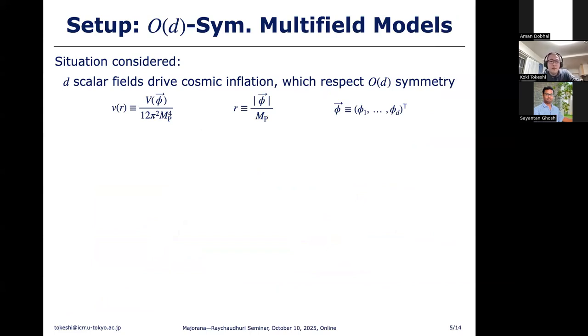So now let me move on to our setup. The situation that I want to focus on in this talk is inflation driven by multiple scalar fields. So here D represents the number of scalar fields that contribute to the inflationary universe. And for simplicity, I impose O(D) symmetry in the field space. So the field space is rotationally symmetric. This imposition is for simplification and also for analytical treatment in the following discussion. Because of this symmetry, all the relevant physical quantities depend only on the radial displacement of the field. This is the only degree of freedom that is relevant to the system.